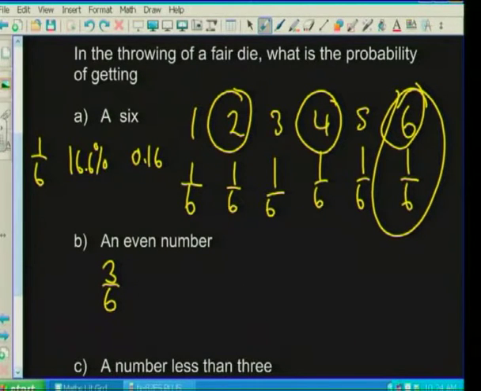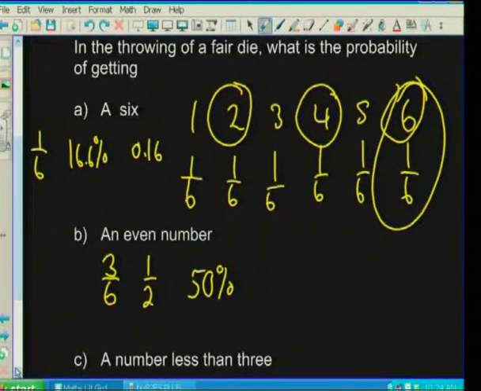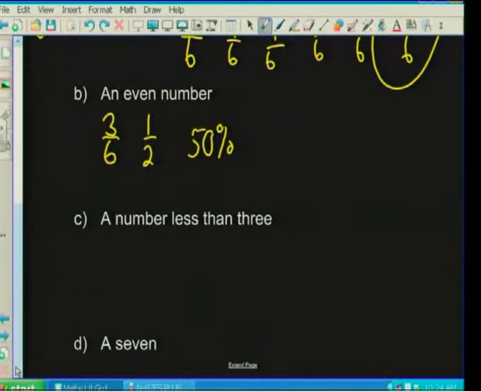So 3 out of 6 we can convert back down to a half, and of course a half means a 50% probability. So if that dice was fair, which they said it was, there is a 50% chance of landing on an even number. All right. Let's go a little bit further.